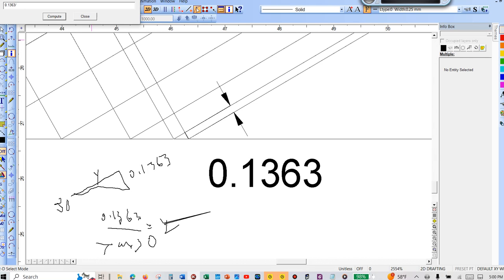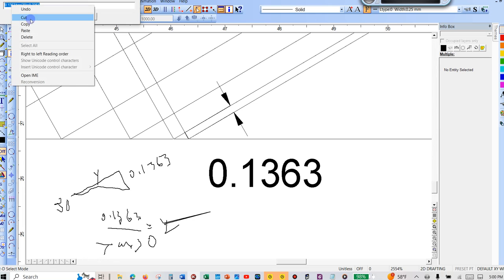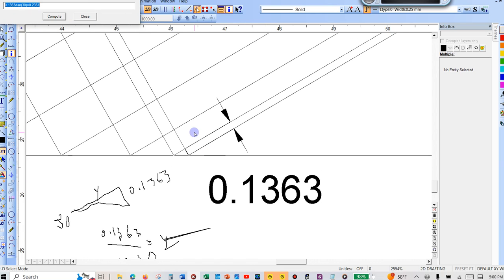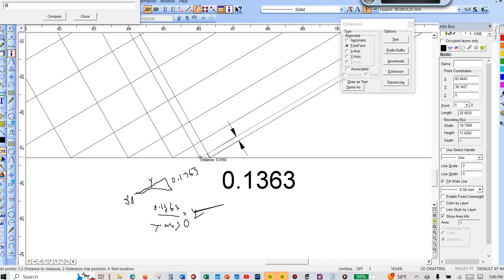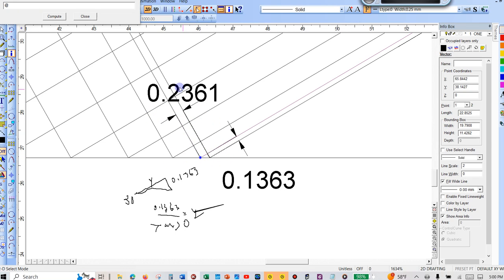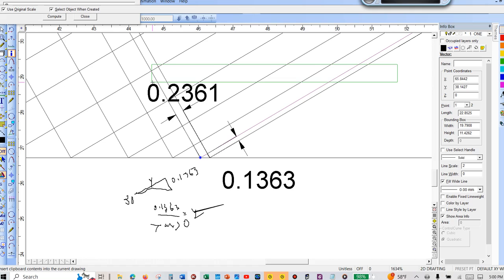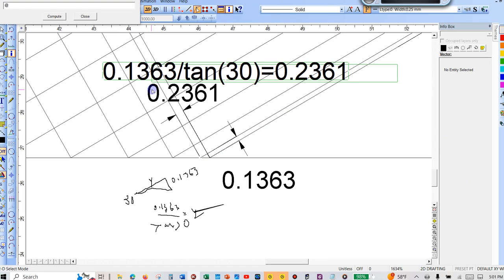0.1363 divided by tangent of 30. Now copy that, and Control V equals. Copy. And that's how you develop that one right there. Control V. All right.